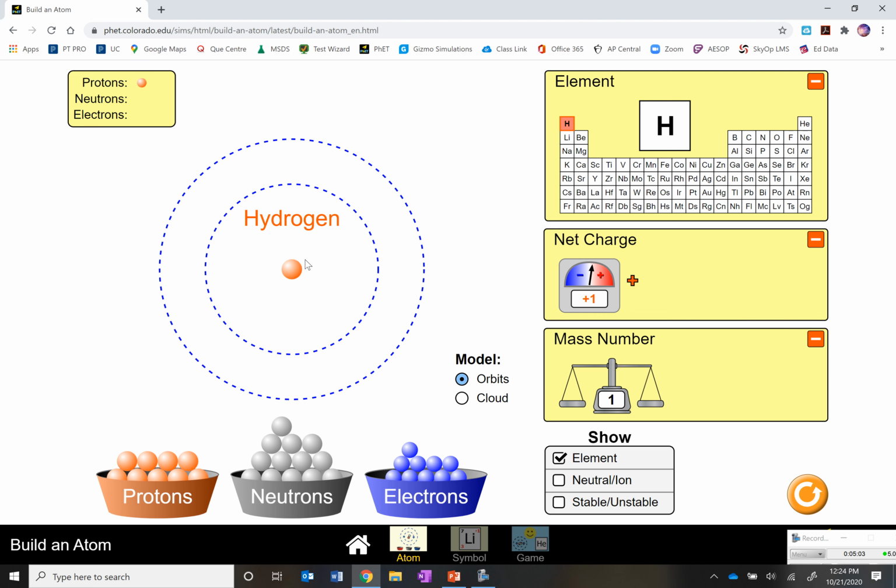Now we've added one proton here, and we see that we now have our element hydrogen. We can count our particles up here, and the element is highlighted on the periodic table up here. Also note that our mass number went up to 1, and we have a net charge of positive 1 because there's one proton, and each proton has a +1 charge.